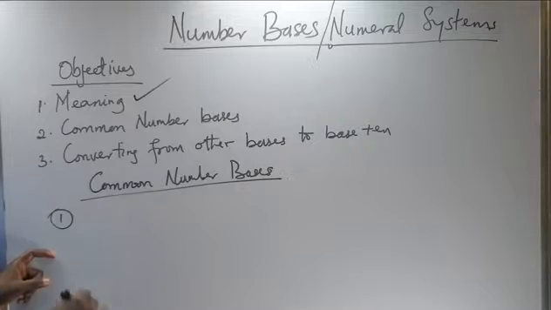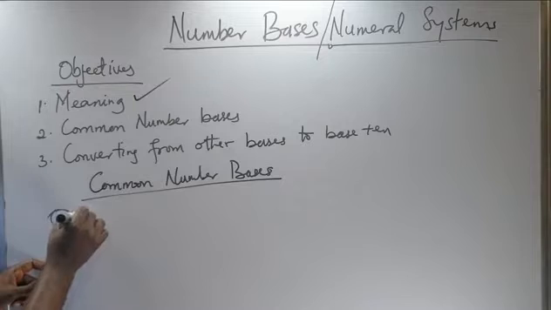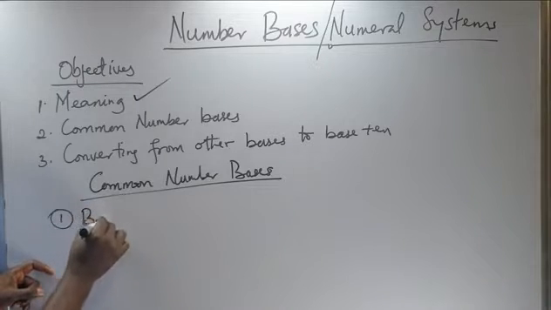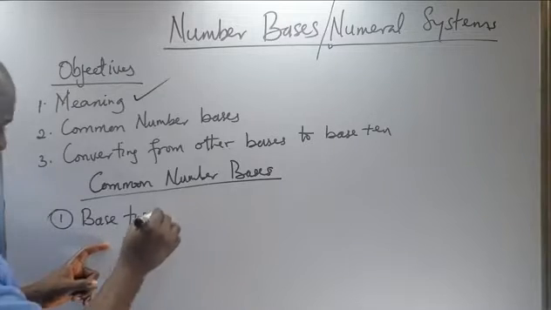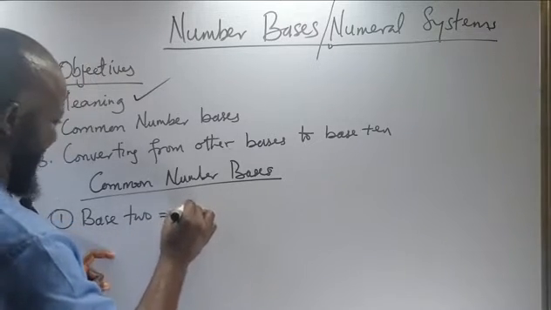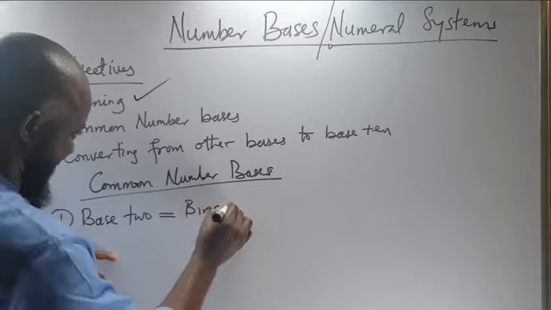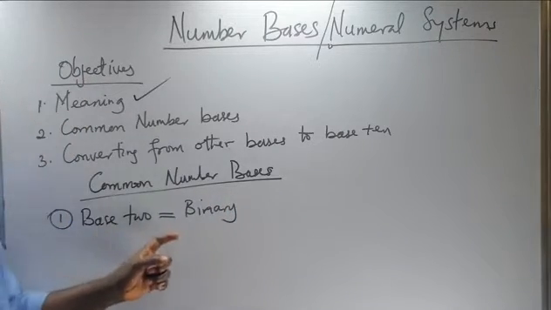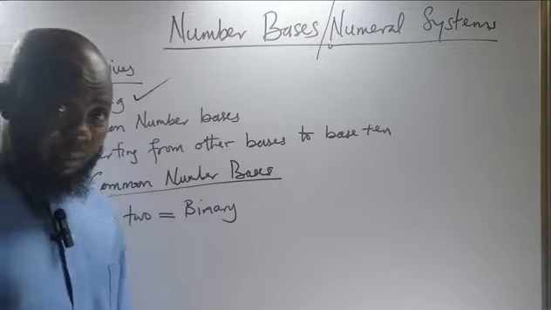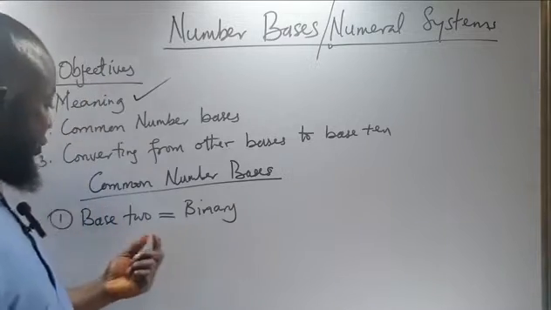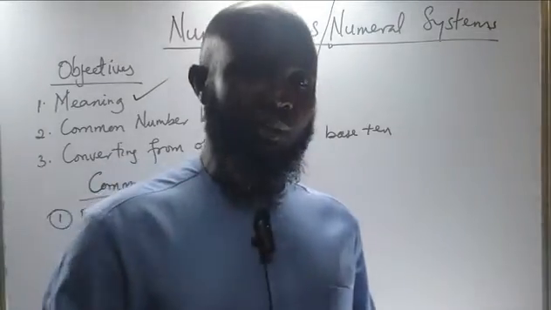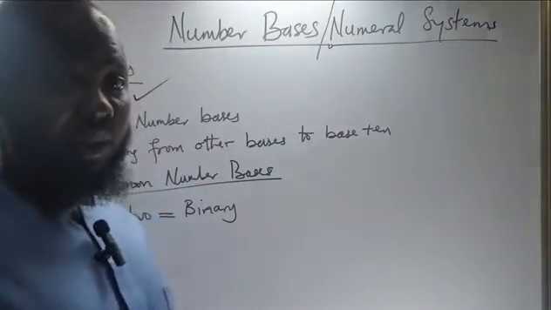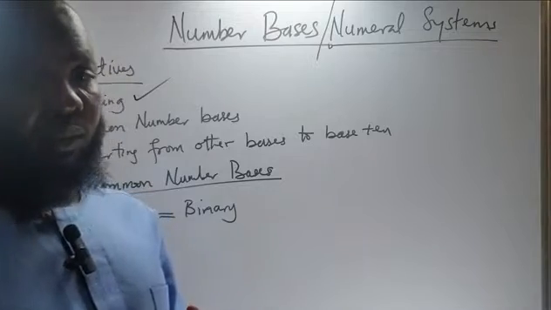Under the common number bases that we have, I will list them out. Number one, we have base 2, which is also known as binary. So you call it base 2 or you call it binary system. Because it is base 2, that means it has 2 digits, 0 and 1.